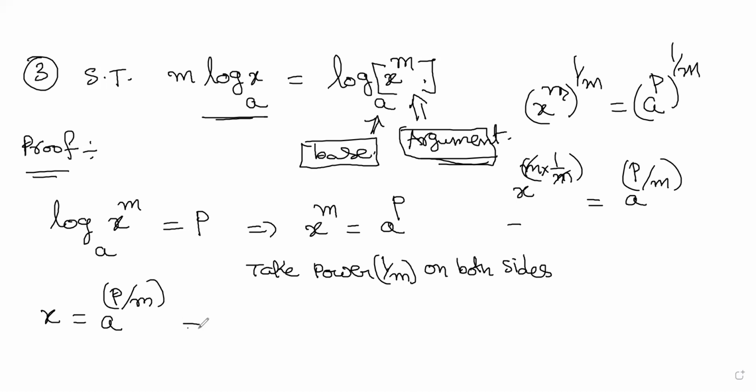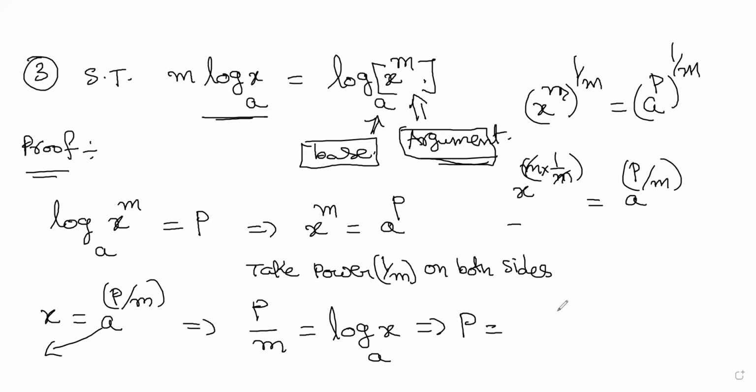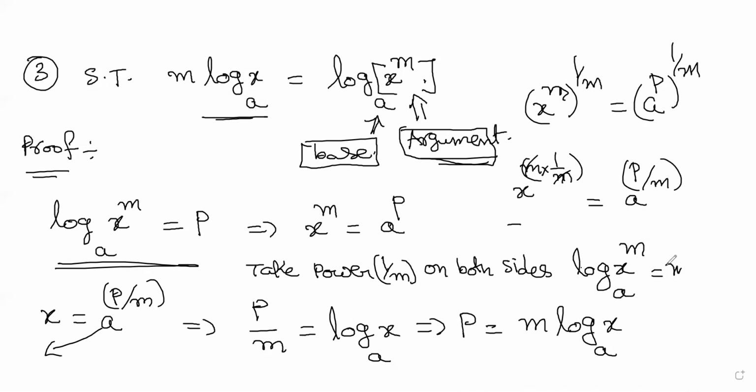So we are almost done. Now p by m, from the definition of logarithm, this a again goes to the base. So you have p by m is log x to the base a. So p is equal to m times log x to the base a, transposing m. What is p? This is where we started. So log x power m to the base a is nothing but m log x to the base a. So hence the answer.